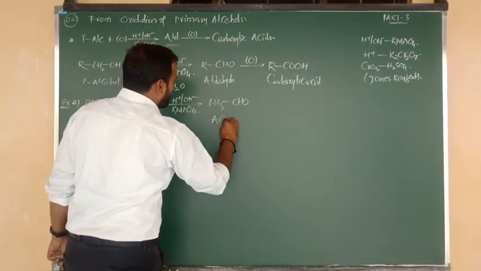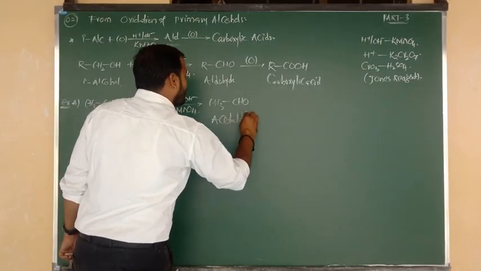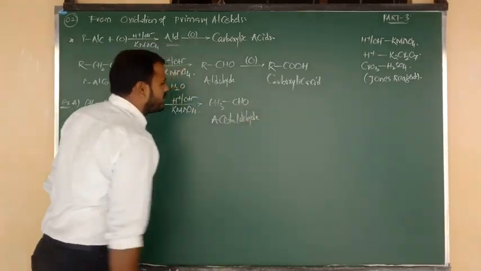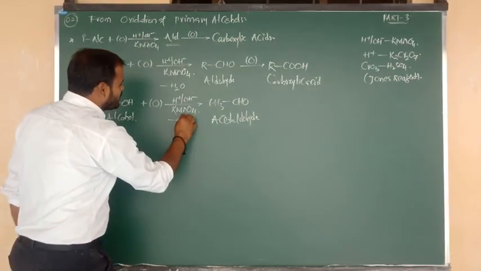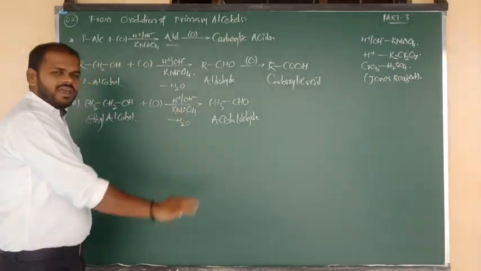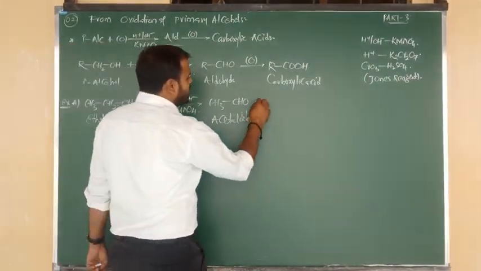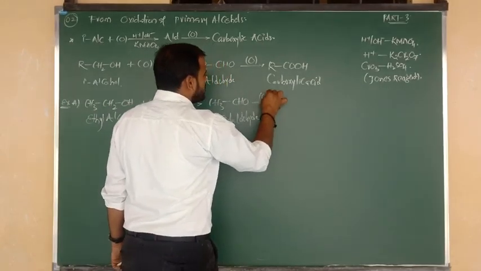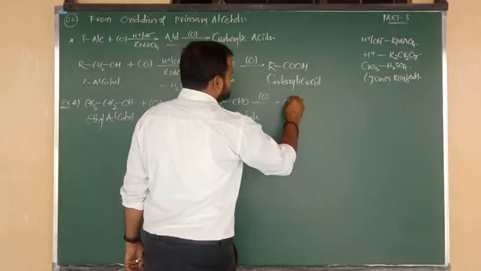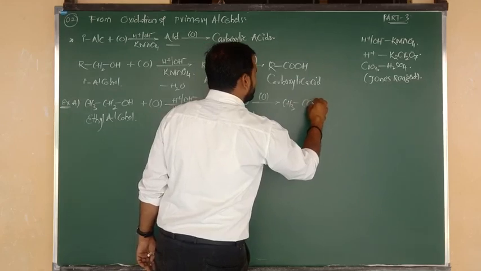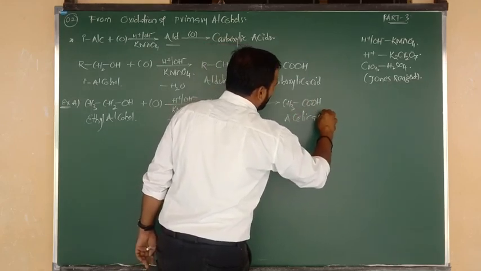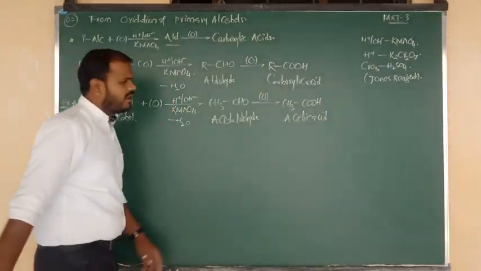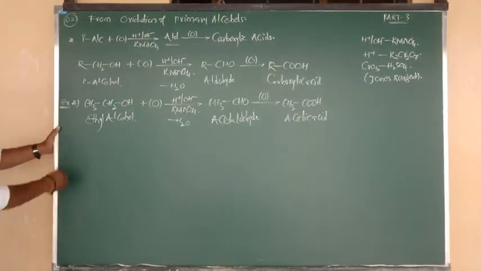What is the name of this compound? You know this very well. The name of this compound is acetaldehyde. Again, such acetaldehyde, here what we have to do? Same as above, elimination of a water molecule. Acetaldehyde further undergoes oxidation another time. Acetaldehyde changes into the product, which is CH3 bonded to C double bond O bonded to OH. That is nothing but acetic acid.